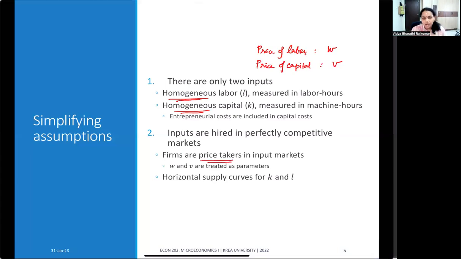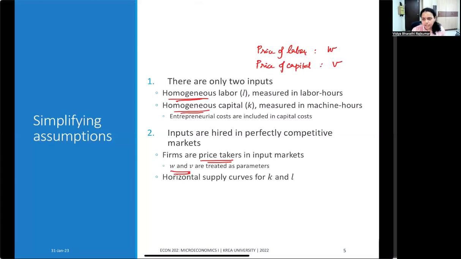So what this means in our cost function scenario is that firms that hire these units of labor and capital have no control over the price of labor and over the price of capital. They're going to treat the wage rate and the rental rate of capital, W and V, as given, as exogenous parameters, and make their decisions with that.